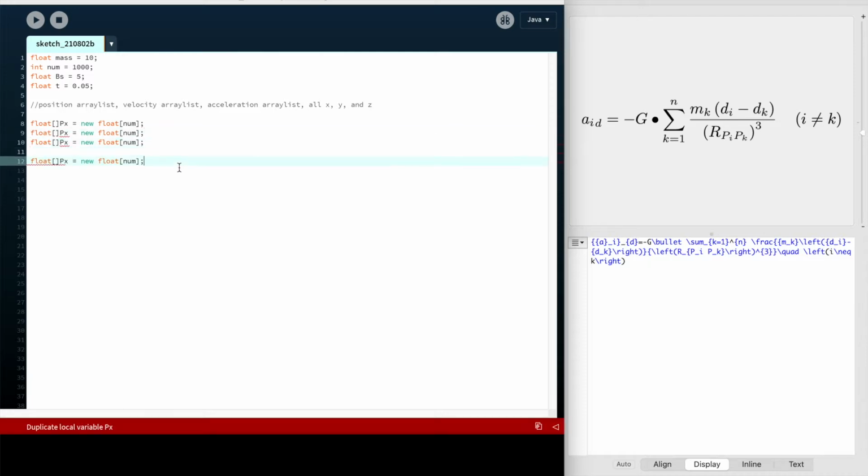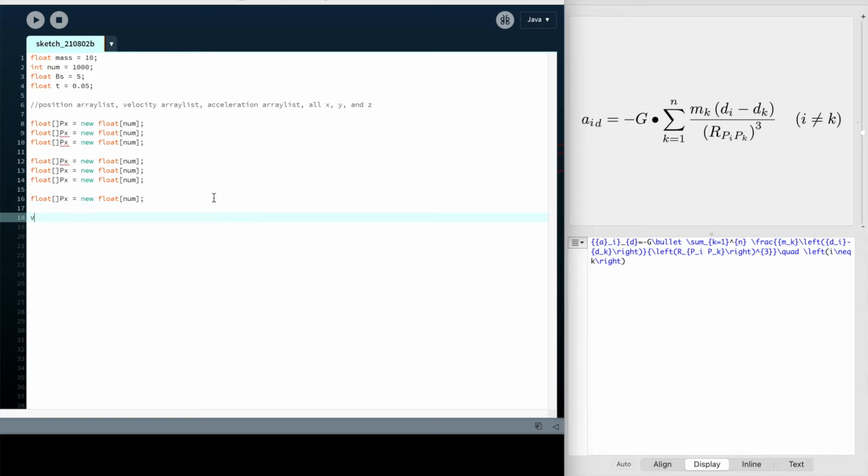4, 5, 6, 7, 8, 9, and this here is of course going to be position y, position z, and here velocity x, velocity y, velocity z, and acceleration x, acceleration y, and acceleration z. Now here, because I have 1000 as my number of objects, each of these 9 lists is going to have 1000 values, each indicating the information about each object in the simulation.